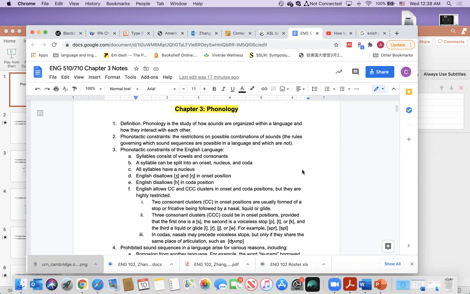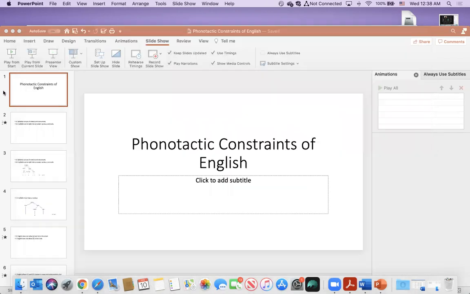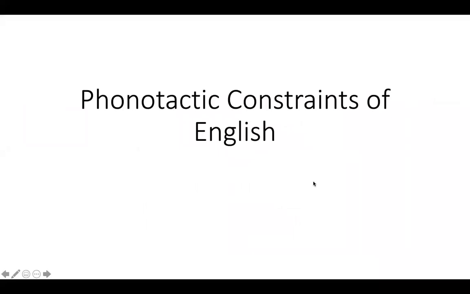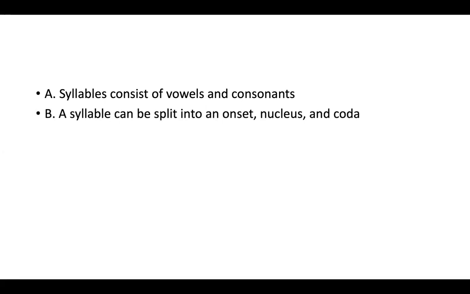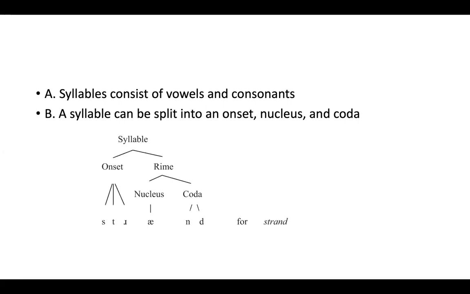Here I want to take a look at phonotactic constraints of the English language and to provide you with a few examples. Phonotactic constraints of English include several specific constraints. First, all syllables in English consist of vowels and consonants. We already know this. Second, a syllable can be split into an onset and a rhyme, and the rhyme usually contains a nucleus and coda, such as this.